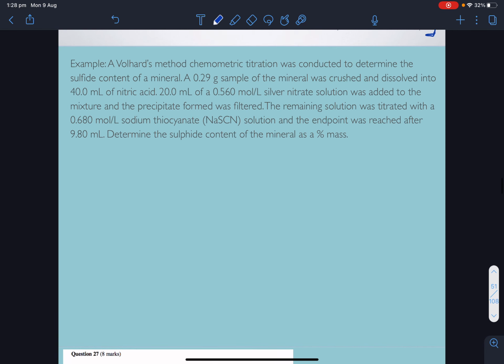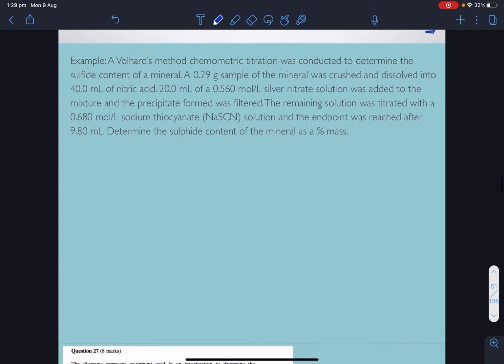A Volhard's method titration conducted to determine the sulfide content of a mineral. A 0.29 gram sample of the mineral was crushed and dissolved into 40 ml of nitric acid. And then 20 mL of this concentration of silver nitrate was added to the mixture, and a precipitate was filtered. The remaining solution was titrated with the thiocyanate, and the endpoint was reached after this amount. Determine the sulfide content of the mineral as a percentage mass. A lot of words, okay?